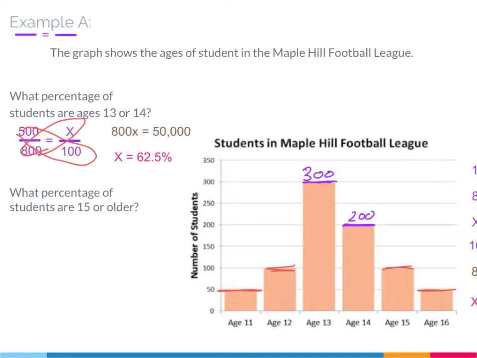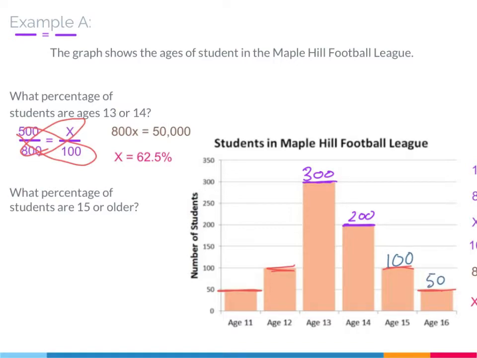Now let's take a look at the second problem where it says what percentage of students are 15 or older. So again, I have to go back to my graph and take a look. So I want the students who are 15, that's 100. However, it doesn't say just the students are 15. It says the students that are 15 or older. So I have to also include the 16-year-olds. So that's another 50 players.